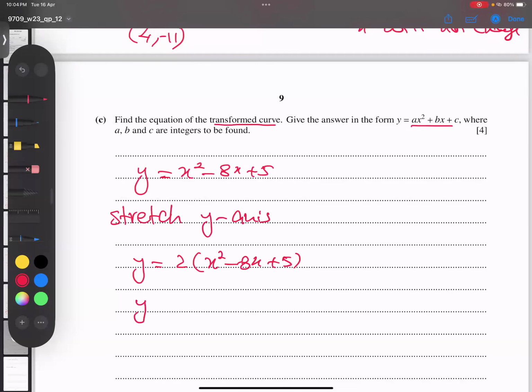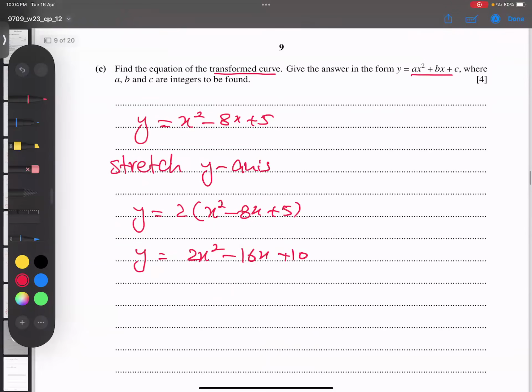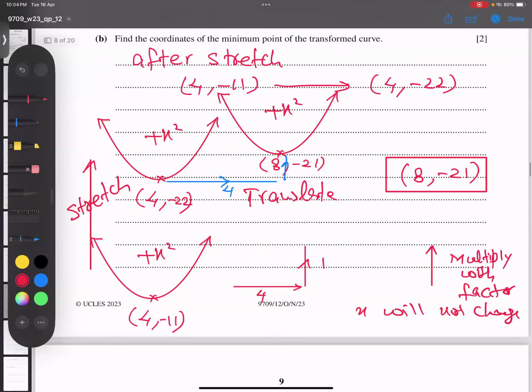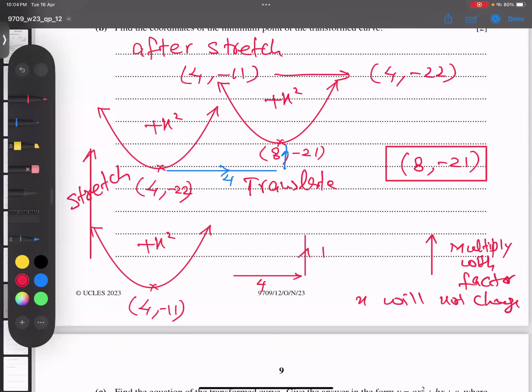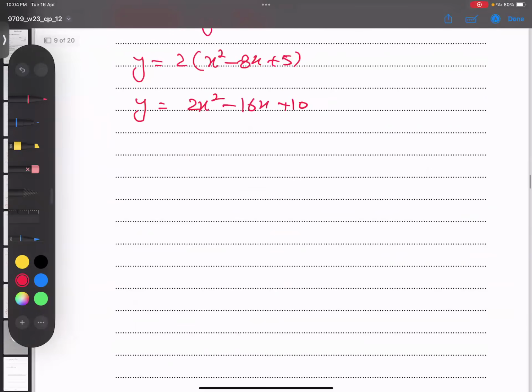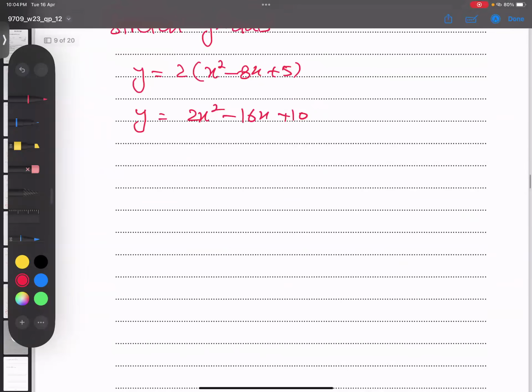So after stretching, it becomes 2x to the power 2, 16x, and 2 fives are 10. After this, he said, no, you have to translate (4, 1). So now we'll see how we can translate (4, 1). But I will tell you first of all, what is the basic criteria? Whenever we have to translate along the x-axis, what is the basic formula?